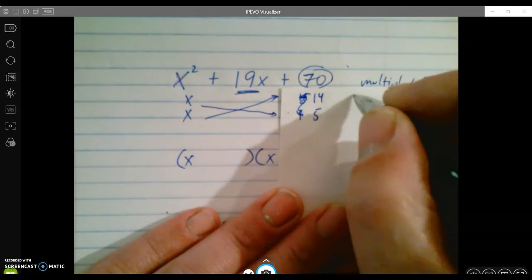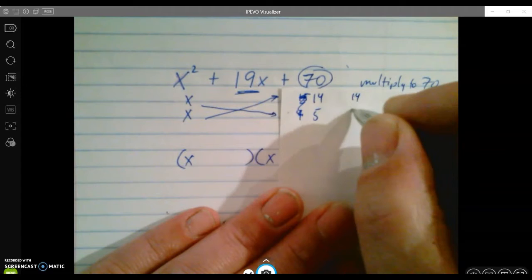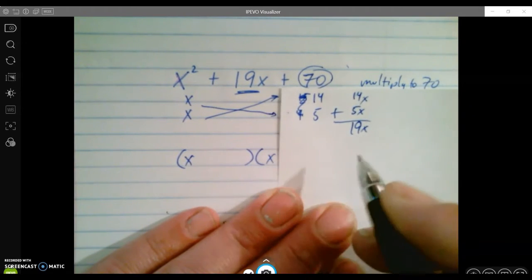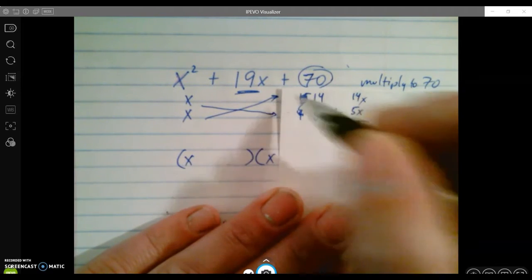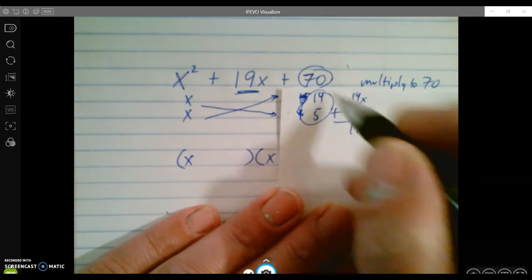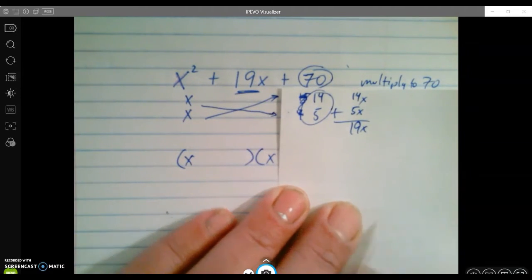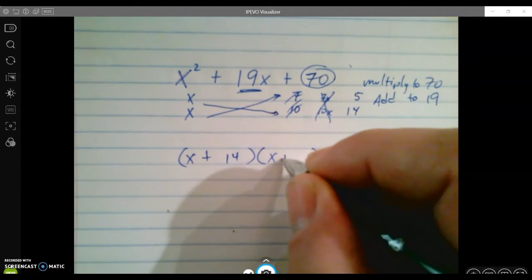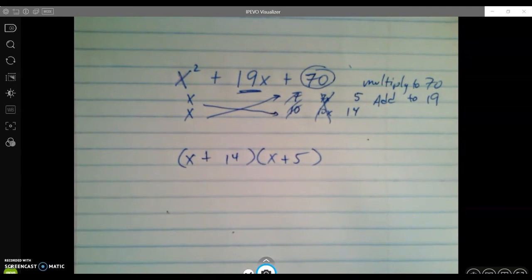There we go. That would give you 14x. That would give you 5x. And together, those would give you the 19x. Alright. And so 14 and 5 are your two numbers that add up to 19 and multiply to make 70. So 14 and 5. There it goes.